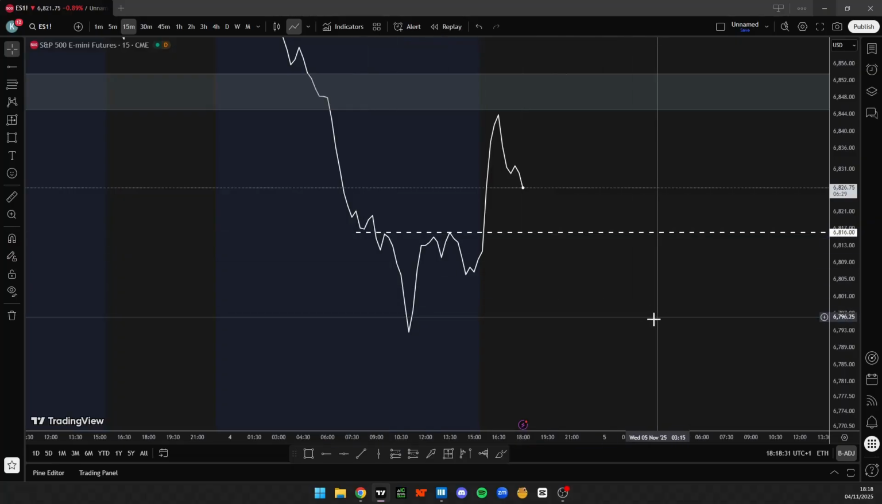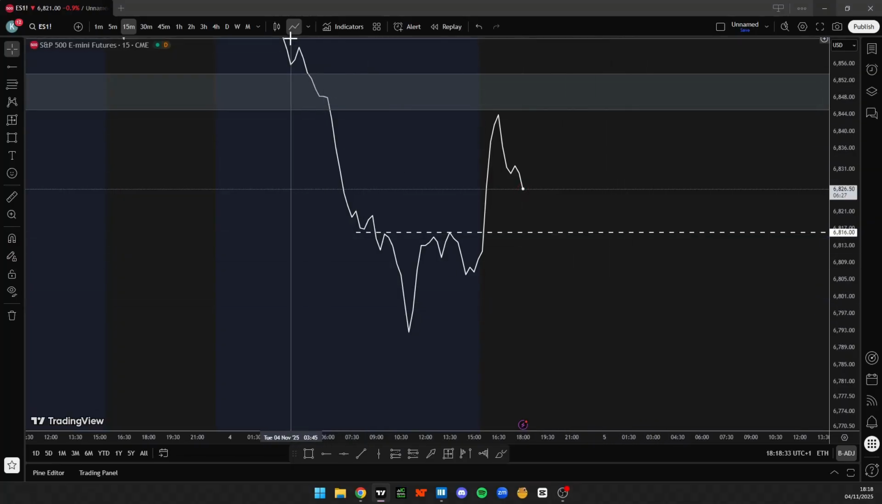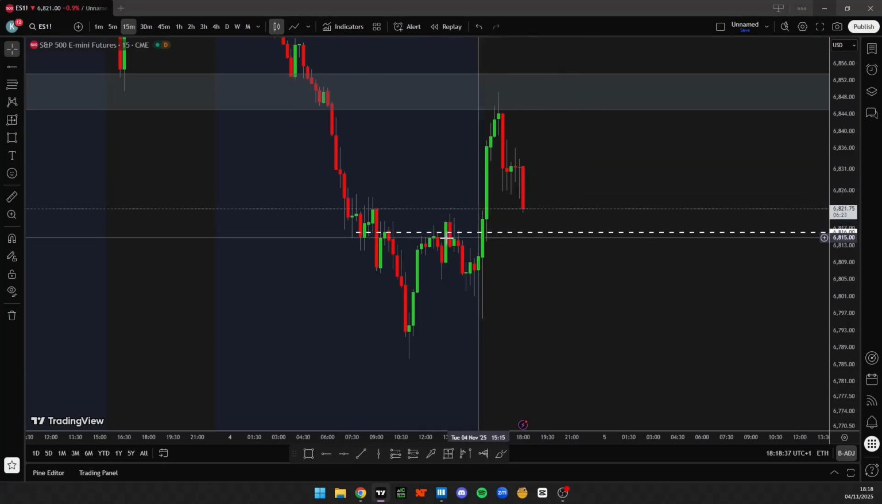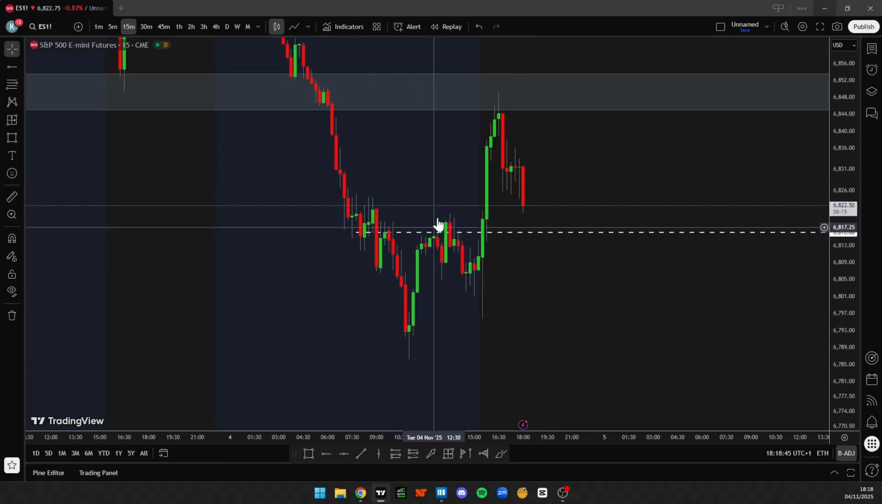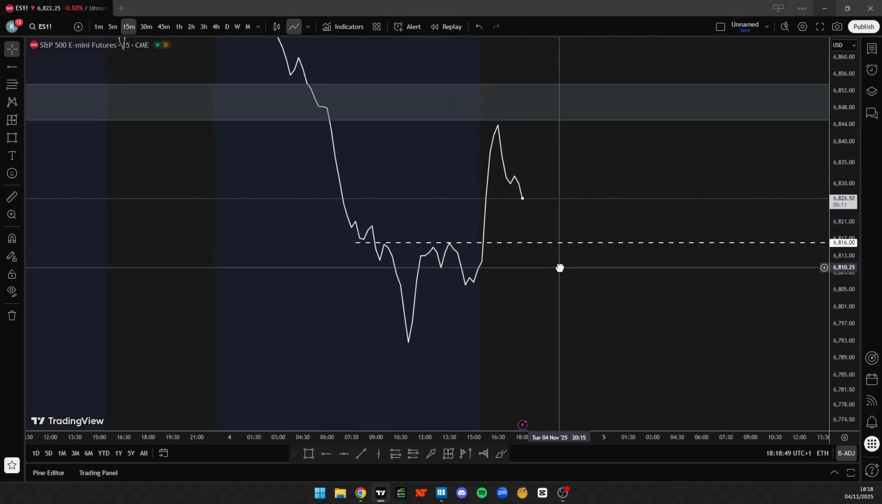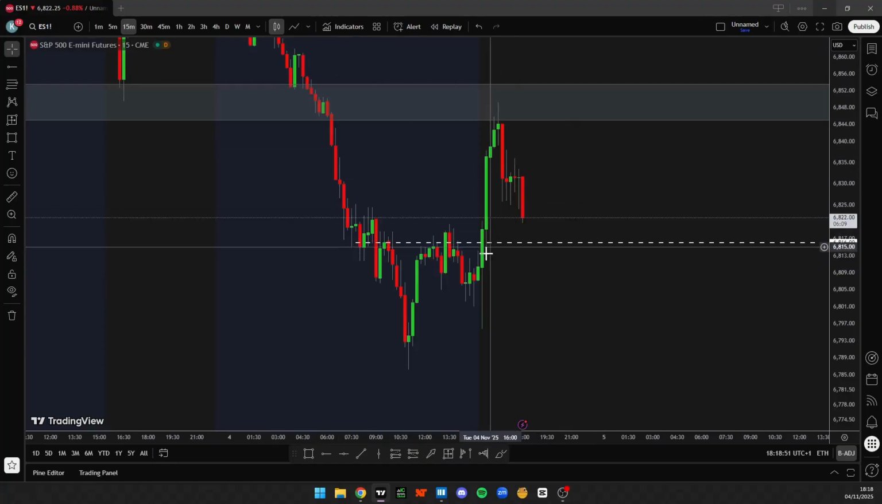Okay, so on the line chart, this was a very clean level for me, and I wasn't really looking to short from this level. On the line chart, you see how clean it is, but on the candlestick chart, you don't really see how clean it is, right? It's a bit messy. There's wicks everywhere and closes above and below and all that. But on the line chart, this was a very clean level for me, so I had this level marked out, and I was just waiting for a breakout.